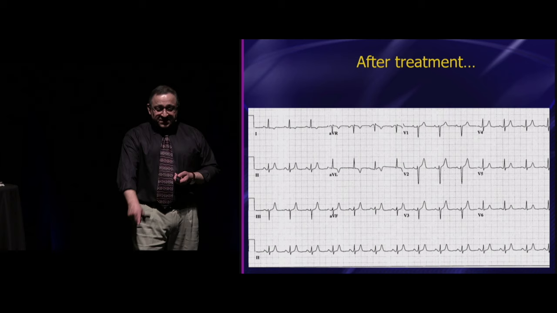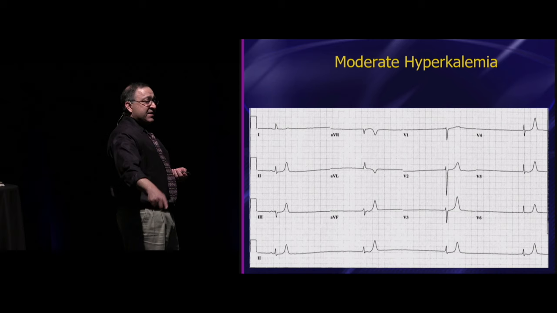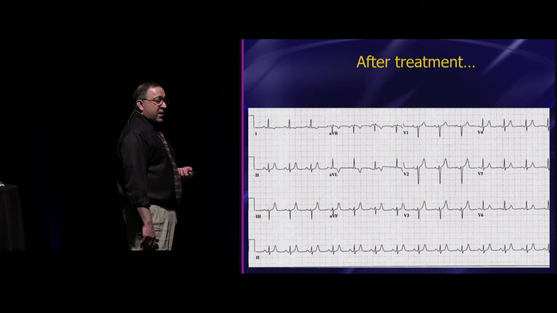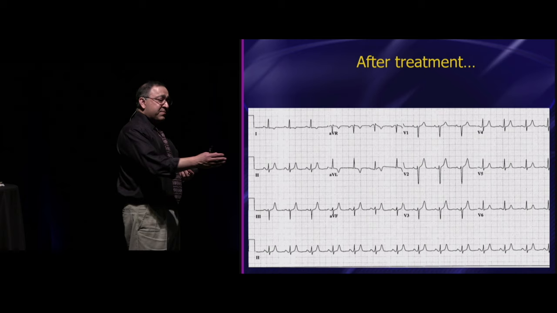This is after nothing more than 2 amps of bicarb. Once again, this is the patient coming in, and then he gets nothing more than 2 amps of bicarb. P waves reappear, heart rate comes right back up. Now, this isn't going to last long, so once we've got our diagnosis, we start pushing the calcium, and then we get the insulin and call nephrology to dialyze this patient, all right?